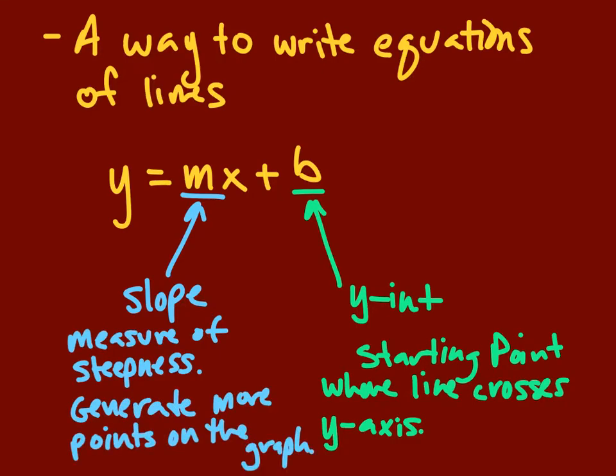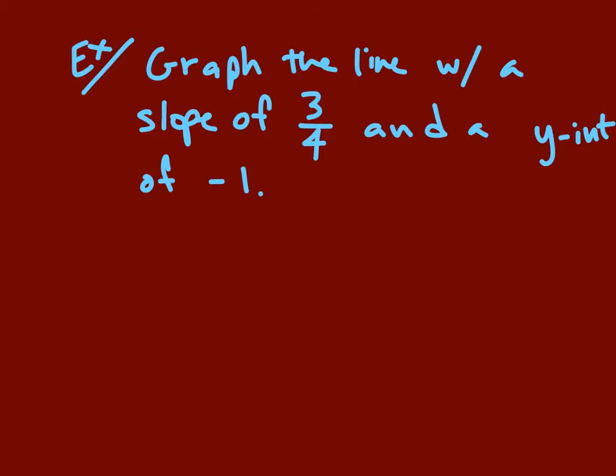Now let's look at a couple of examples of how to use slope-intercept form to graph equations. So my first example is I want to graph a line with a slope of 3/4 and a y-intercept of -1. The first thing that I can do is write an equation, and I could say y is equal to 3/4 x minus 1. Okay, all I'm taking is my slope and my y-intercept and plugging it into my equation for m and for b. Now let's go ahead and graph this.